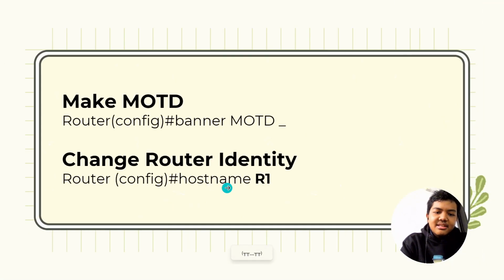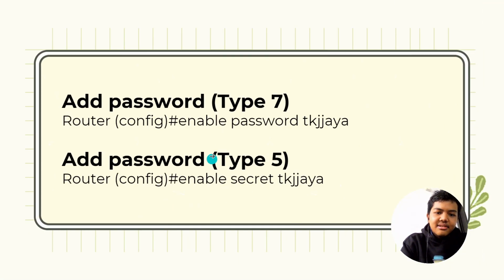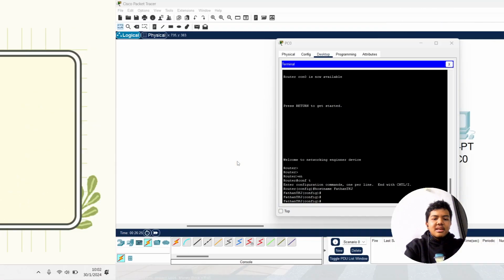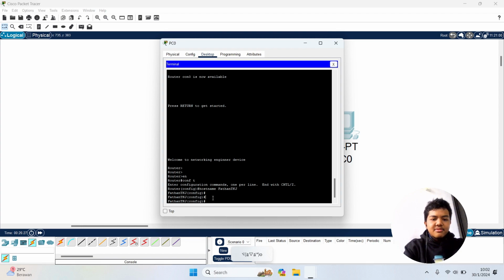Okay, we're gonna try the other commands. This one is to add some password. There are two types of password, type 7 and type 5. The most secure password is usually type 5, and I will explain more about this later. So why do we need to add a password? Usually if you enter privilege mode, you can enter without a password. So now we're gonna make some password.